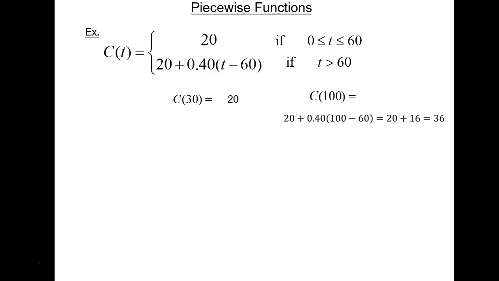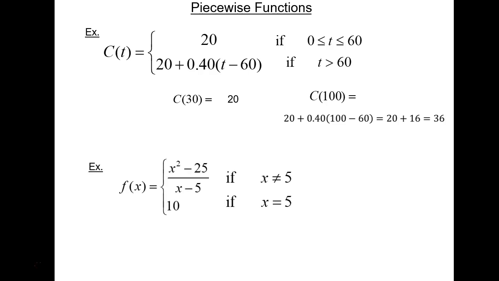The one thing I want to be really clear about piecewise functions is that you're only working with one piece of the function at a time. These are two separate questions. They asked us for c of 30, we use the top piece. They asked us for c of 100, we use the bottom piece. You don't plug in the number into both pieces of the function. That's a mistake a lot of students make. You plug it into one piece or the other depending on which part of the domain the t value or the x value would fall into. Let's do another example.